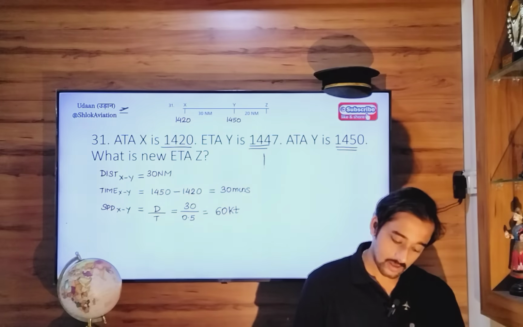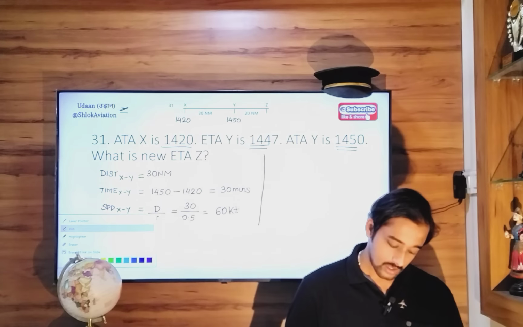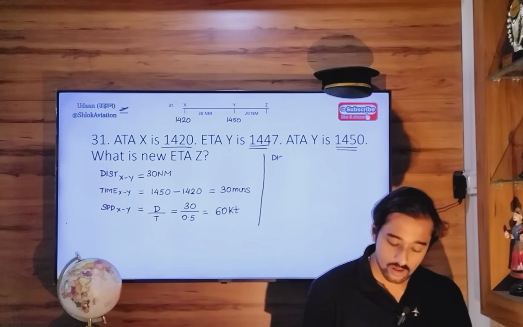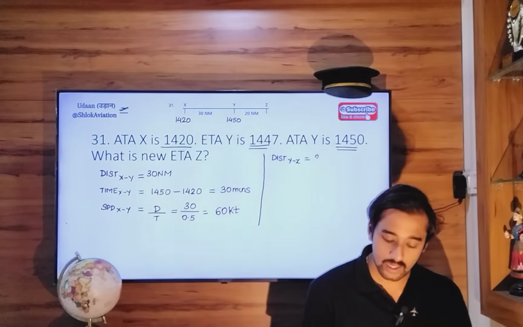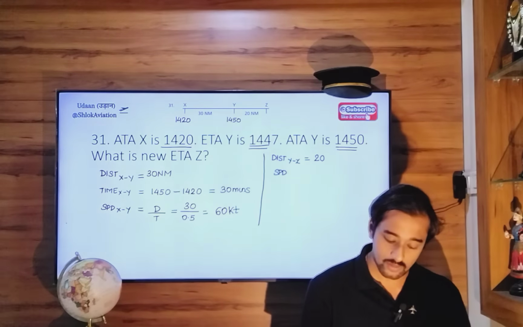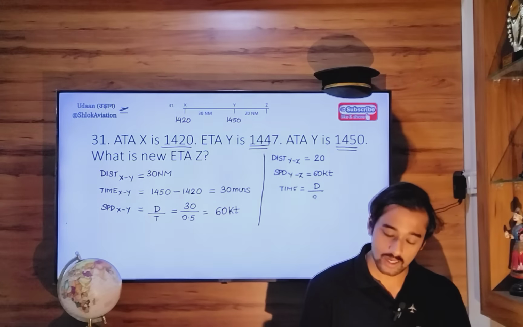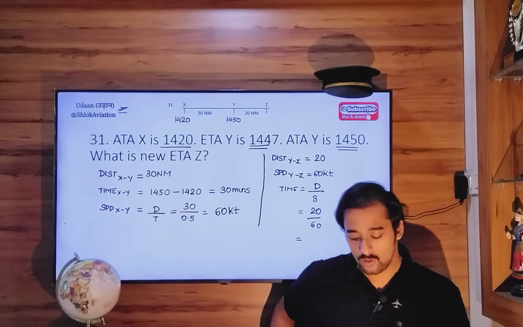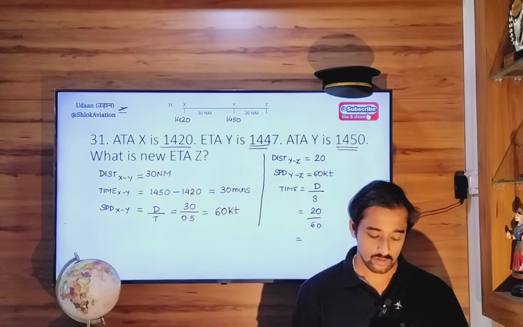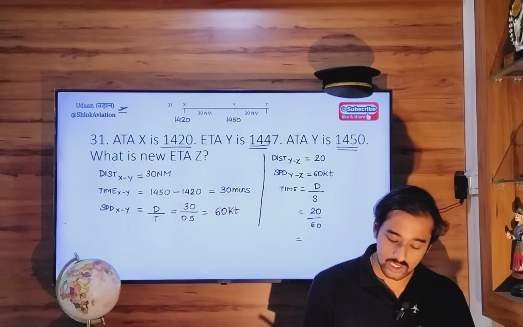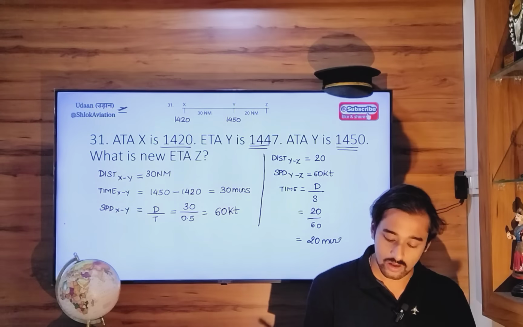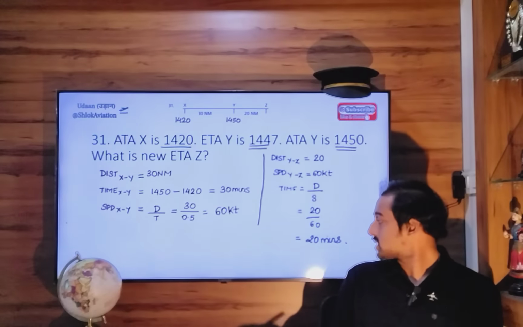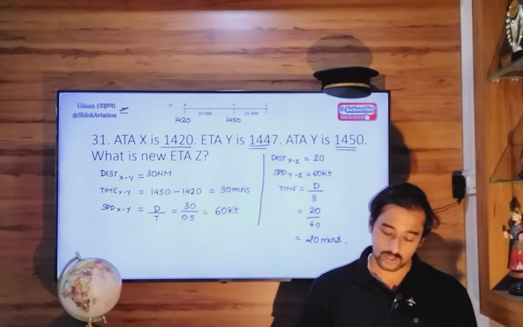So look, the distance between Yankee and Zulu is 20 miles. The speed between them is 60 knots. The time between them will be equal to distance by speed, 20 by 60, which is equal to 20 minutes. So this is how you do this sum. Very simple and important.